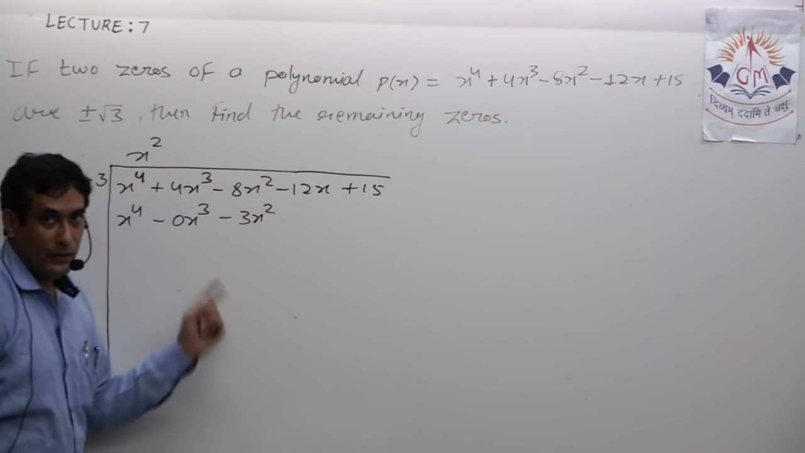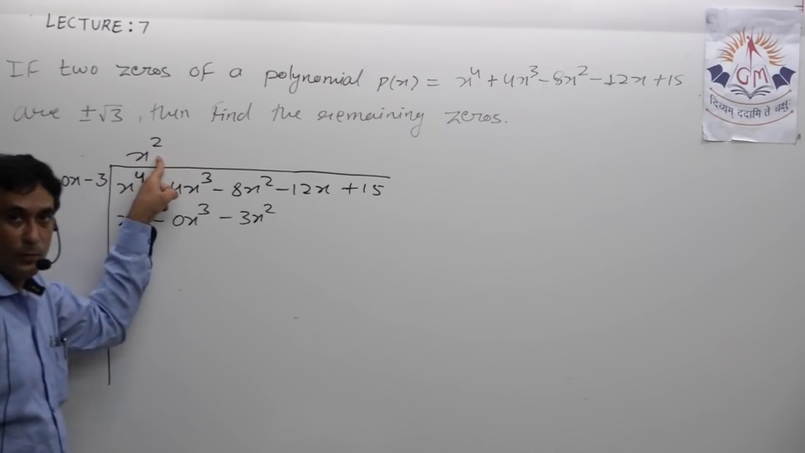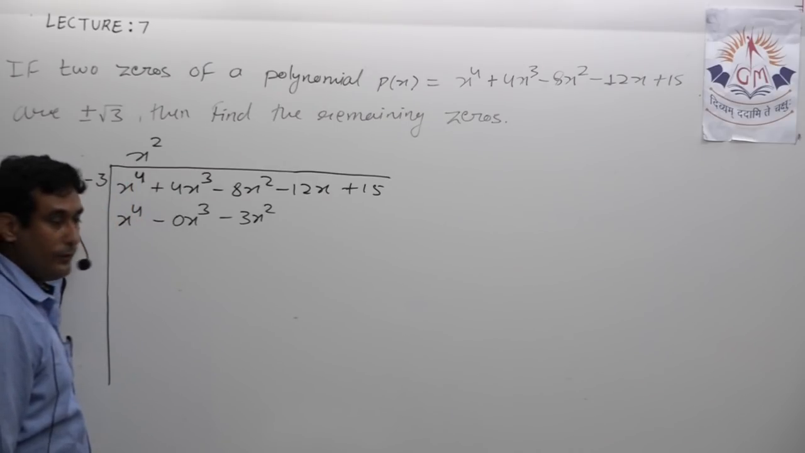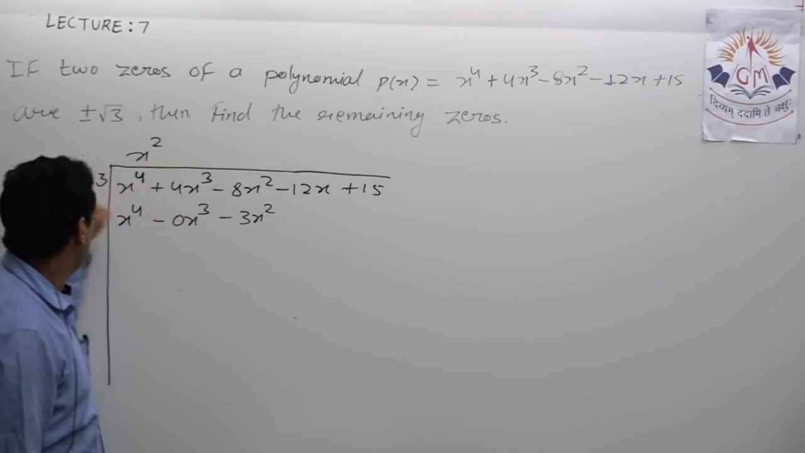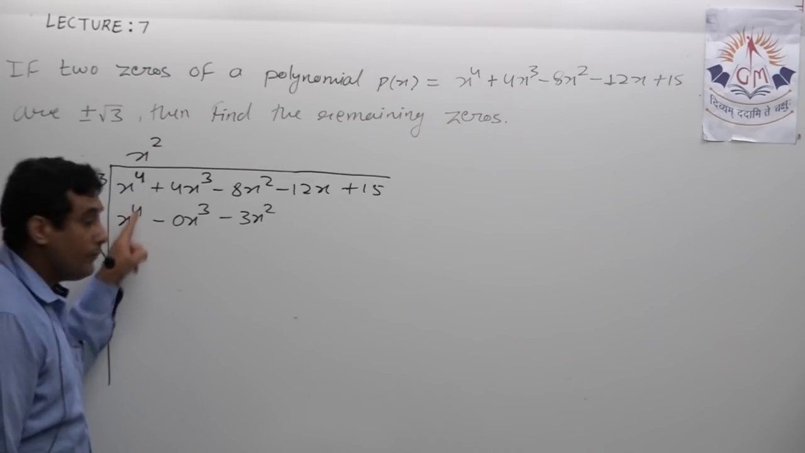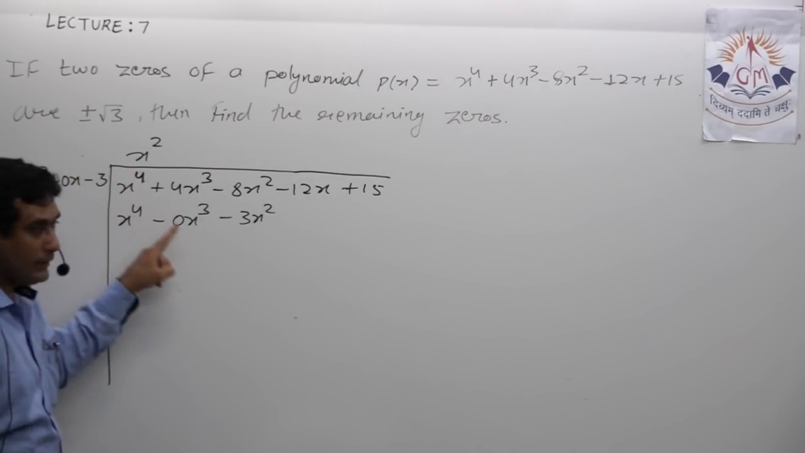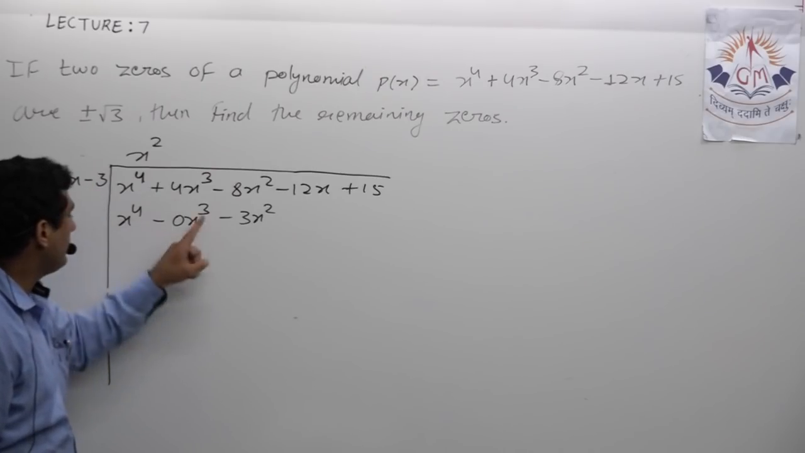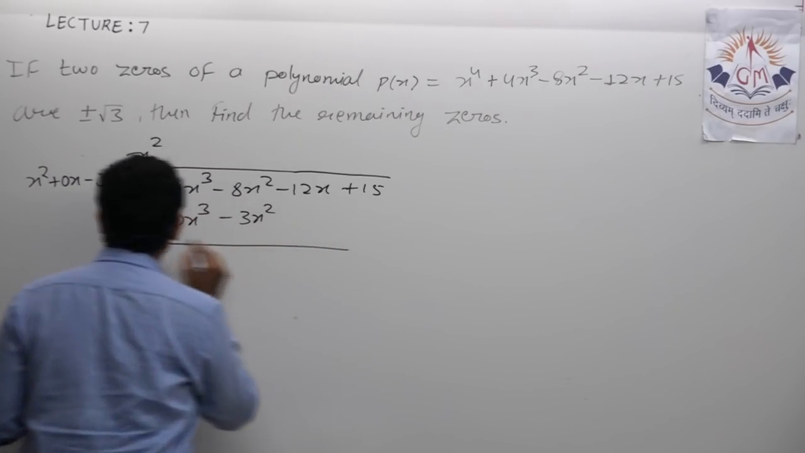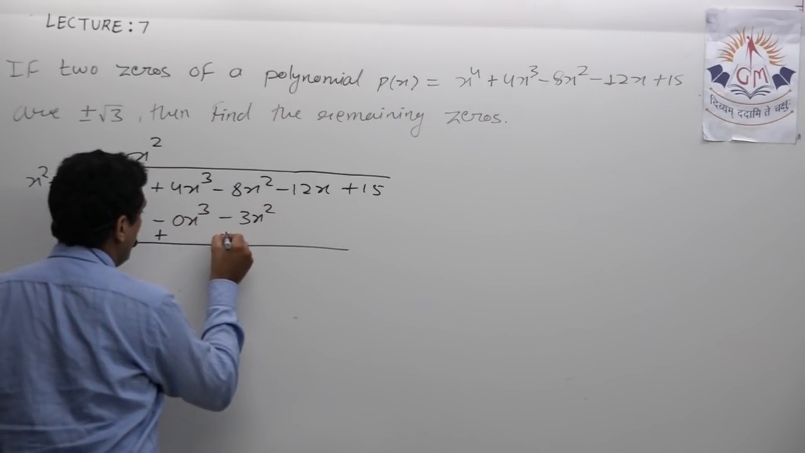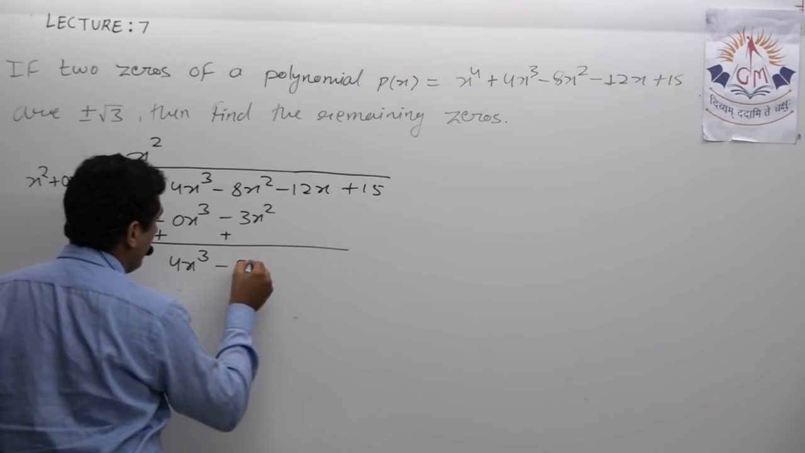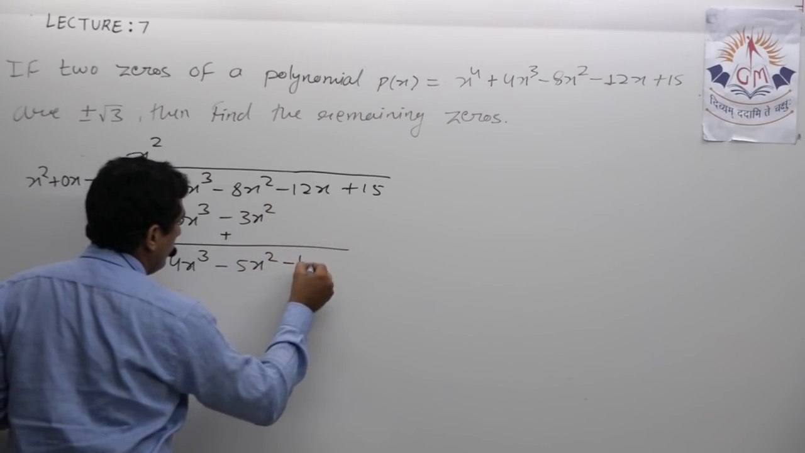Okay, I'm repeating once again. To get the first term of the quotient, you have to divide the first term of the dividend by the first term of the divisor. Here I got x square. Now I will multiply x square in all three terms. x square multiplied by x square, x raised to 4. x square multiplied by 0x, that is 0x cube. x square multiplied by minus 3, so minus 3x square. Okay, now next we have to subtract. So minus plus plus, this will cancel out. Here I will get 4x cube. Here I will get minus 5x square. I will bring down one term.